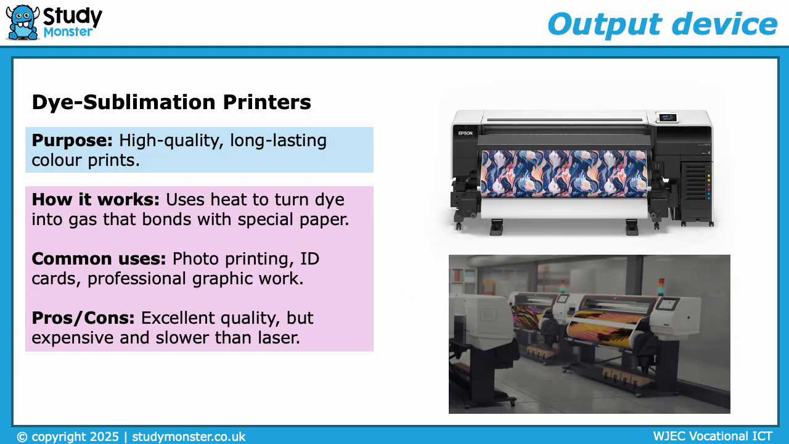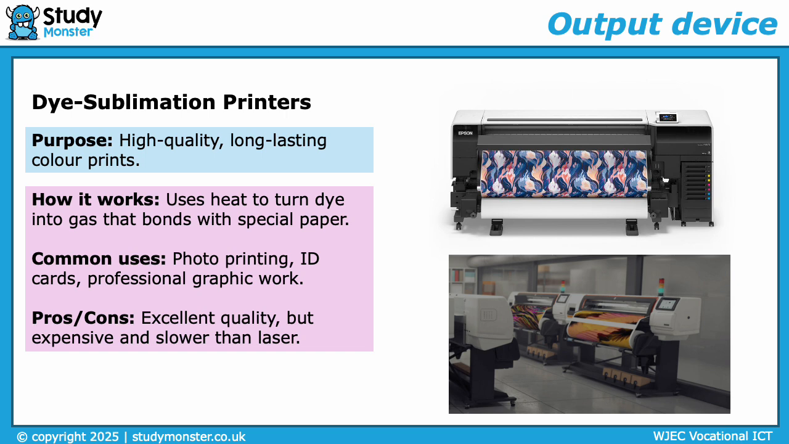Dye sublimation printers: high quality printers, long lasting colour prints. This is for industry printing, so it uses heat to turn dye into gas that bonds with special paper. You don't really need to know the ins and outs of how it works. You really only need to know it's for really intense professional style photographic printing for big promotional work. Maybe it's on the side of a bus shelter, things like that.